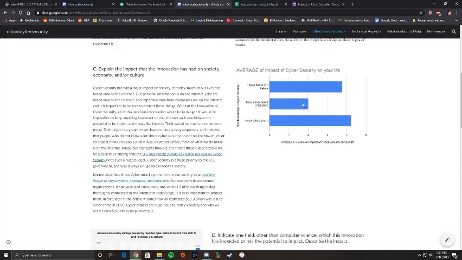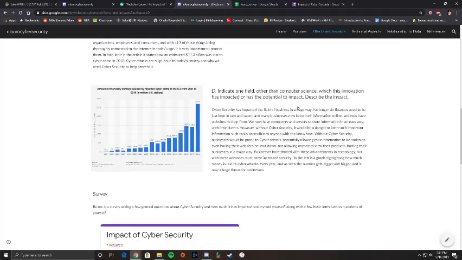But the people who have never heard of it are only saying it's a 2, which is really not the case. Cybersecurity has such a huge impact on our lives. D: Indicate one field other than computer science which this innovation has impacted or has the potential to impact. Describe the impact. Well, cybersecurity has a huge impact on business. Businesses keep things like finances and records online, allowing for a more compact space. Without cybersecurity, they wouldn't be able to do this, because keeping their records and finances online would be very dangerous for all their personal information and information of customers.